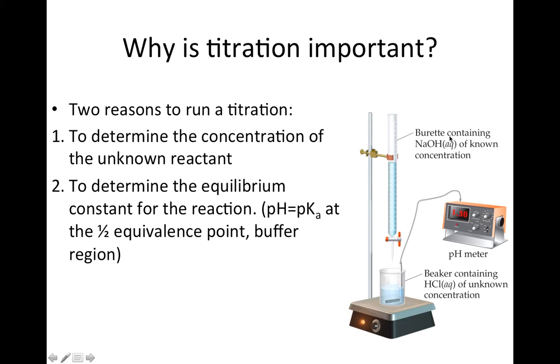So these boxes, there's two boxes on your note taker that have these labels. One is the burette containing NaOH of known concentration, and the beaker has HCl of an unknown concentration. So please copy those captions down.